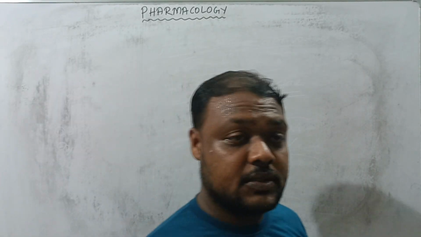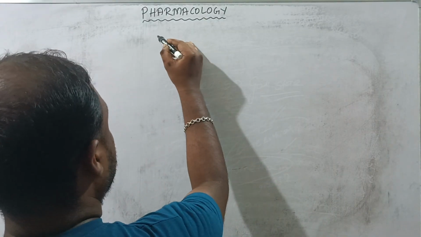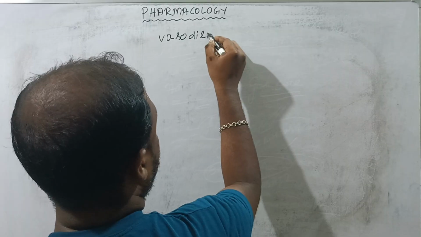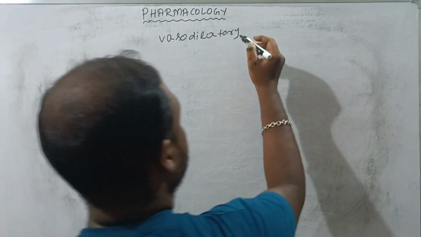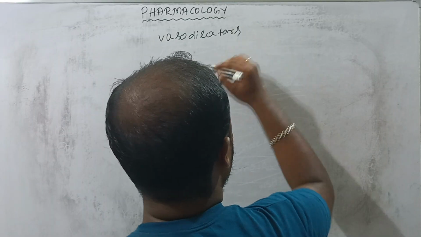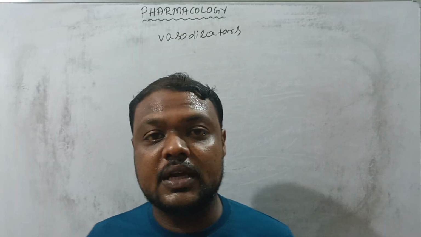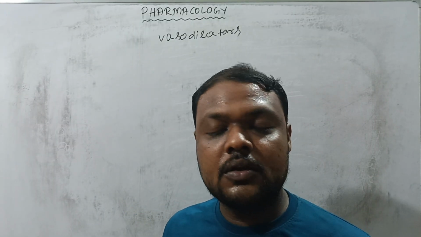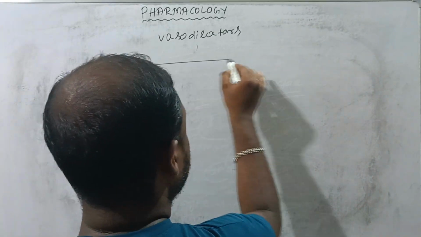Again, one more class. That is the vasodilators, from pharmacology. The vasodilator is of three types. One is the arterial dilator. Second one is the venodilator. Third one is the mixed dilator. Yeah, it is the three types.